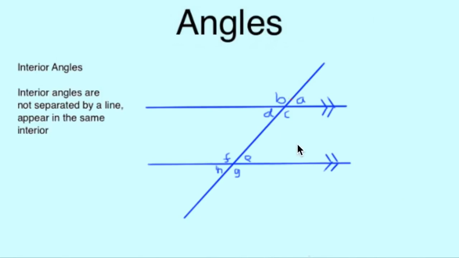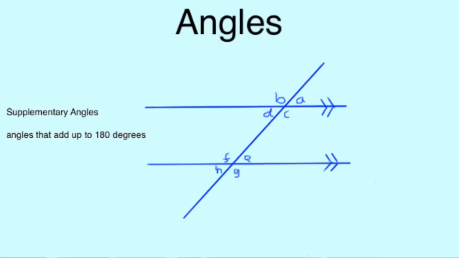Interior angles are those that are not separated by any lines. For example, we can see here that D and F and C and E appear on the same interior shape. These angles will also add up to 180 degrees. Any two examples of angles that add together to make 180 degrees are known as supplementary angles.